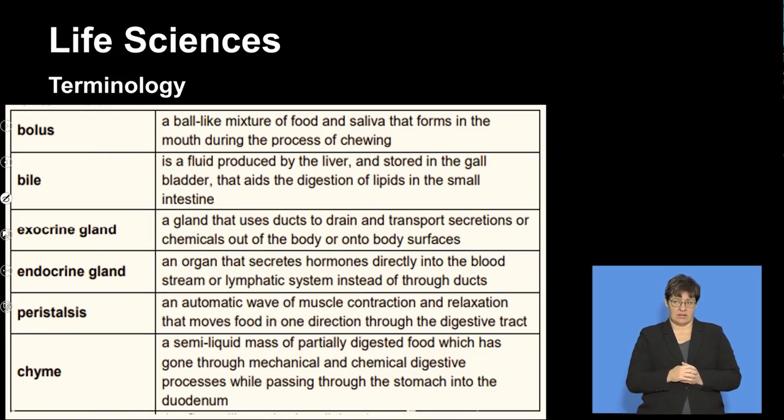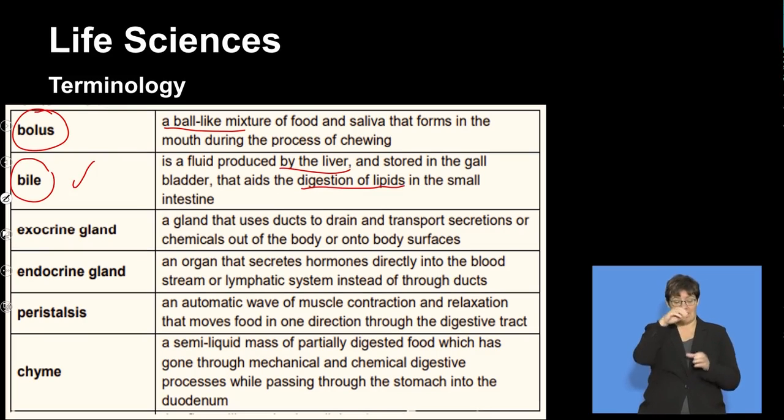And finally, we've got the last set of important terms, the concept of the bolus. Again, when we chew food and that food mixes with saliva in our mouth and we swallow, that ball-like mixture of food with saliva that moves down the throat is called the bolus. Then there is the importance of bile being produced by the liver and how it plays an important role in the digestion of fats in the small intestine.